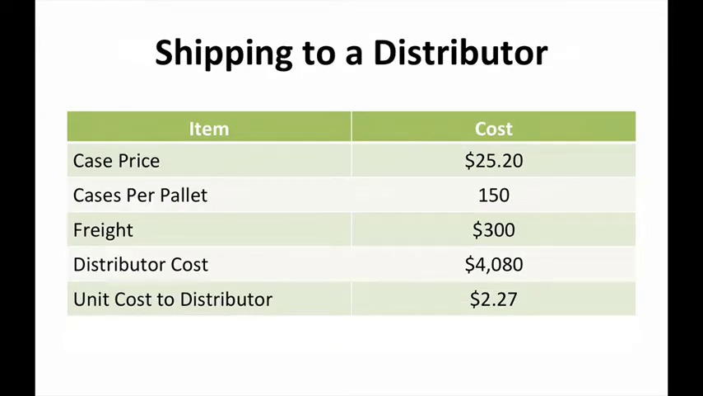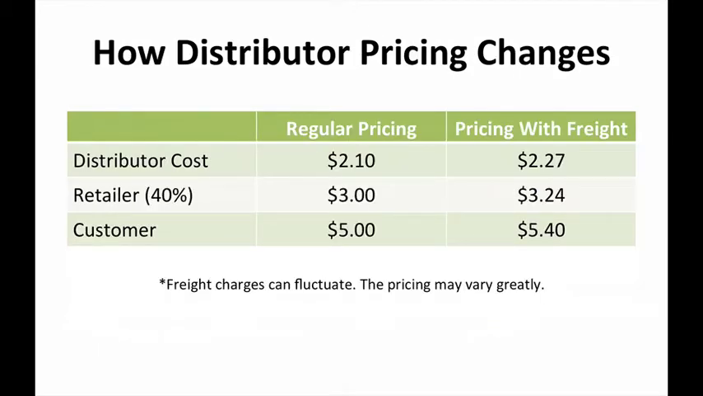Now we're going to look at shipping to a distributor. You've got a case cost of $25.20. There's 150 cases on a pallet. Freight is $300, and your distributor cost now becomes in total $4,080, and your unit cost to the distributor is $227. So you've got regular pricing at $210 to the distributor. To the retailer, 40% is $3, and to the customer is $5, as we talked about on the last few slides. That's just regular. That's no freight.